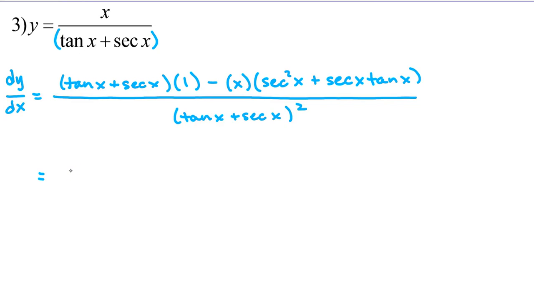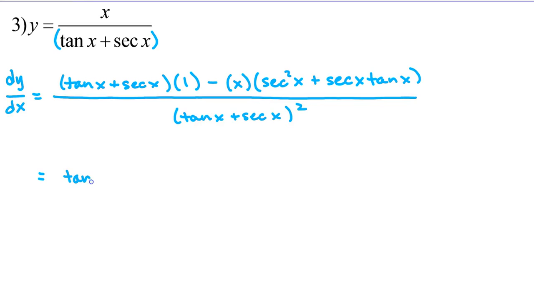Actually, I want to stop and look at it and realize that we have tangent x plus secant x there. We have tangent x plus secant x there. And if we were to factor secant x out of both of those terms, we would have tangent x plus secant x there as well. So we would have that as a factor of all of the terms. So that's what I'm going to do next.